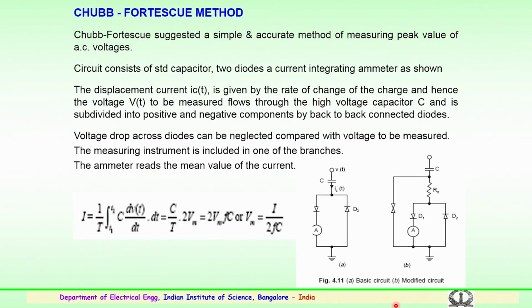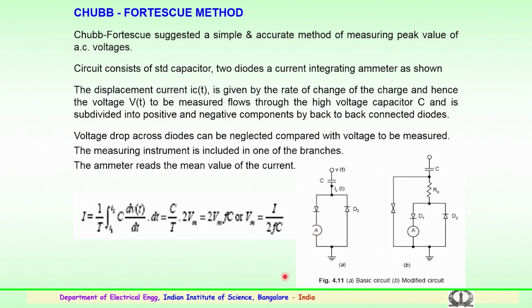An important and very economical method of measuring the values is the Chubb and Fortescue method, a famous method. Chubb and Fortescue suggested a simple and highly accurate method for measuring the peak value of AC voltages. In comparison to the sphere gap and other methods, this is much more accurate. Basically this circuit consists of a standard capacitor as shown here, two diodes which are connected here, and a current integrating ammeter, again shown here.